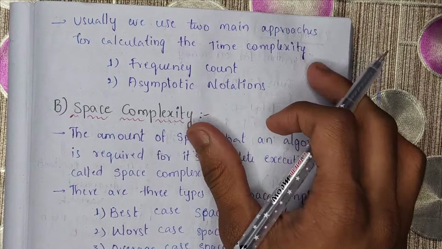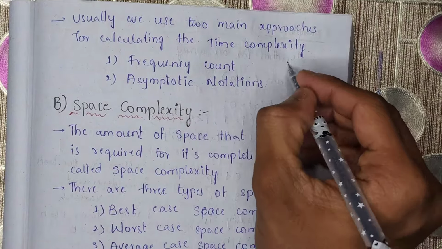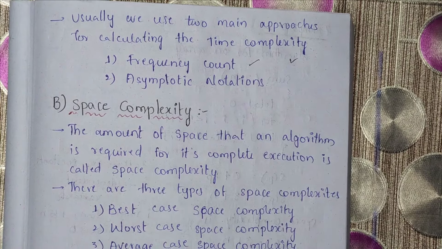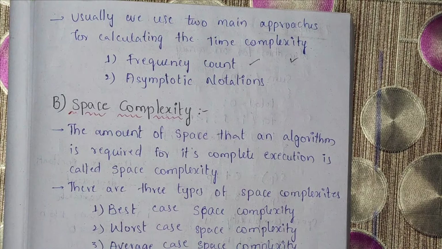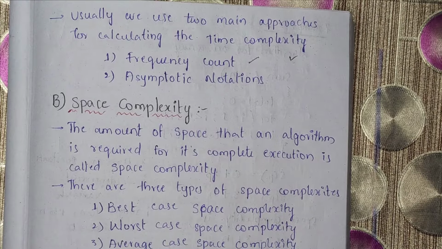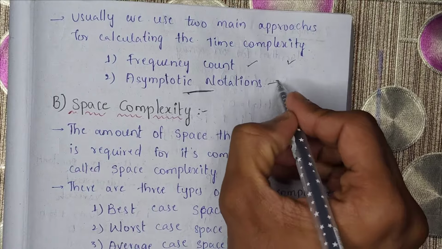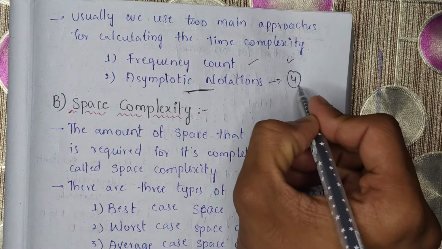Usually we use two approaches to calculate the time complexity. The first one is frequency count, and the second one is asymptotic notations. There are 4 types of asymptotic notations, which we will see in our next class.